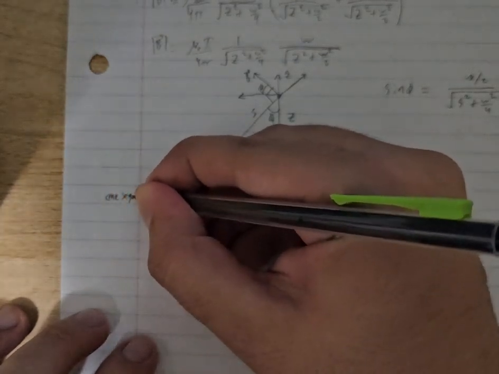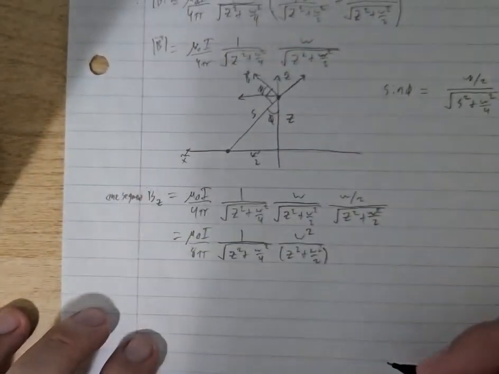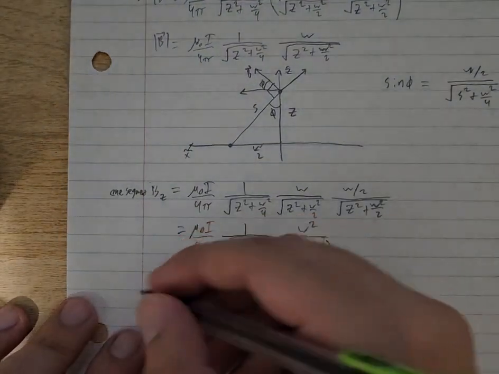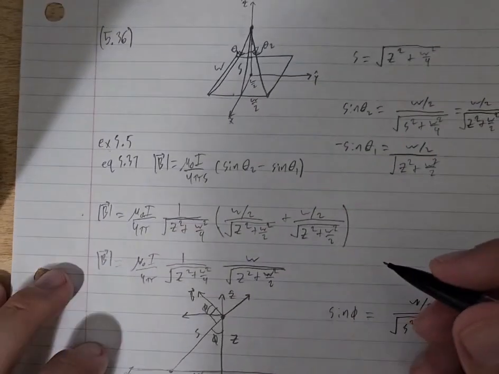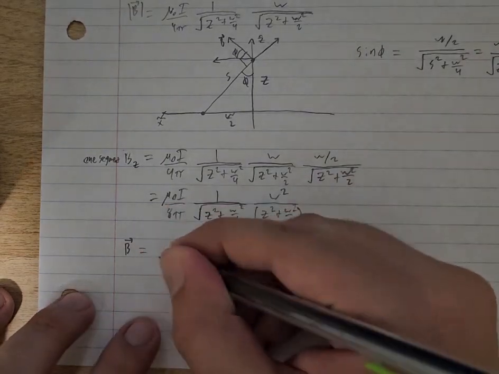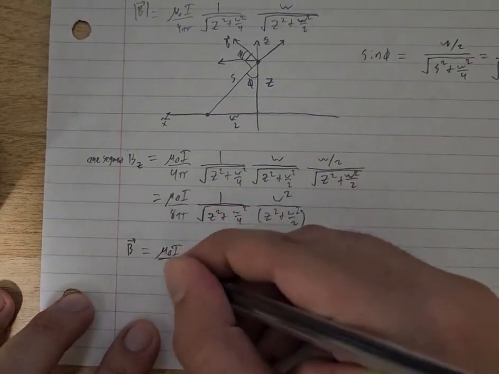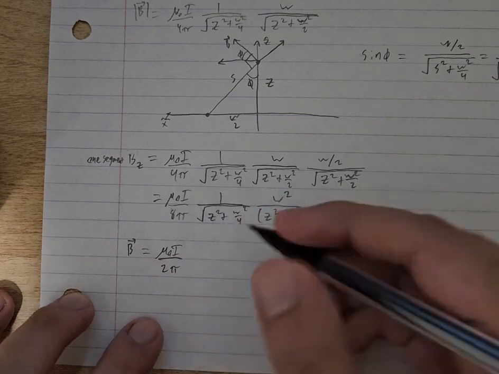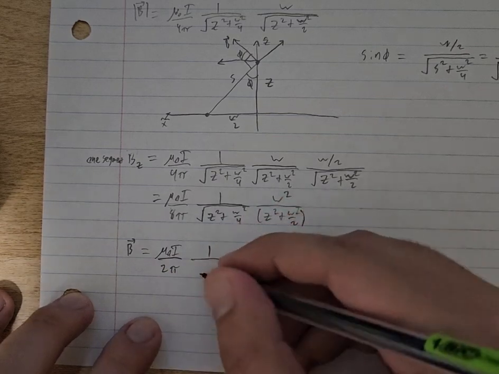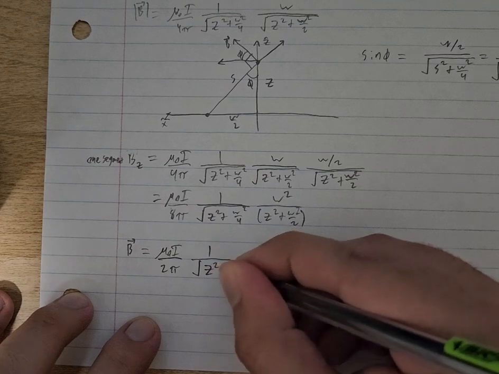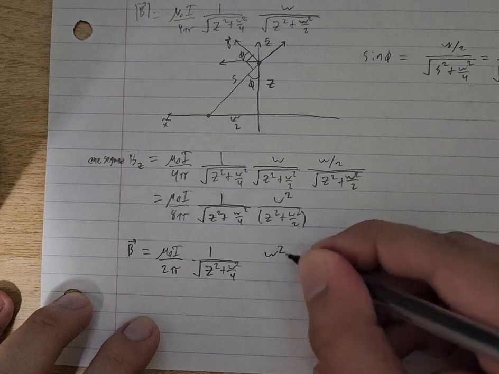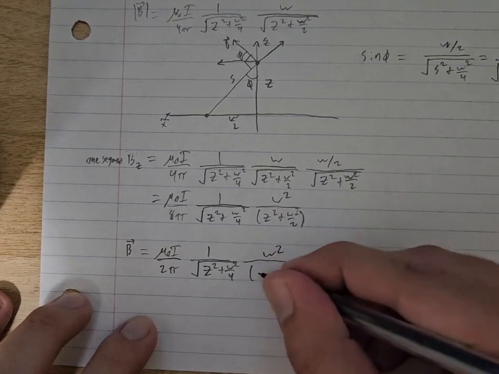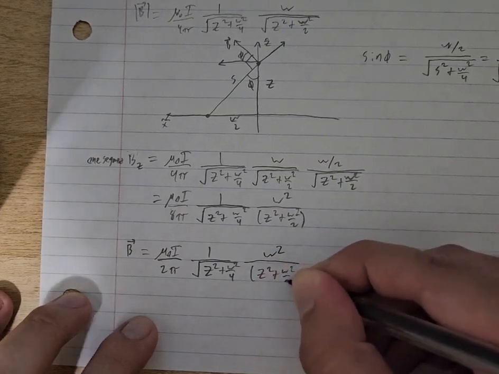So if we multiply it by all 4 segments of this square loop, then we can find this magnetic field to be mu naught I over 2 pi times 1 over square root of z squared plus w squared over 4 times w squared over z squared plus w squared over 2.